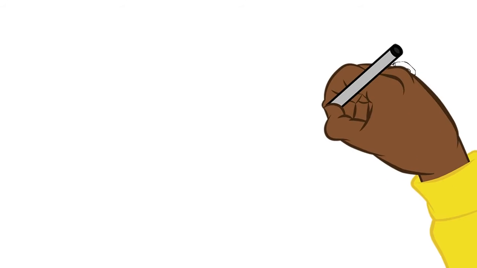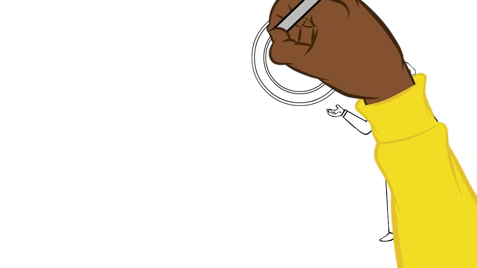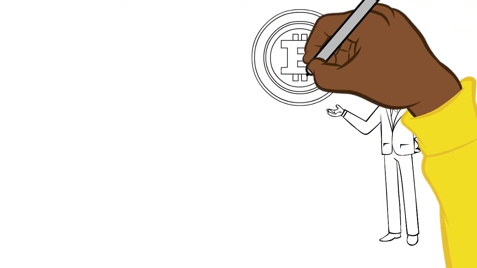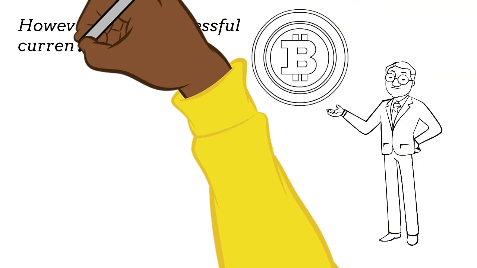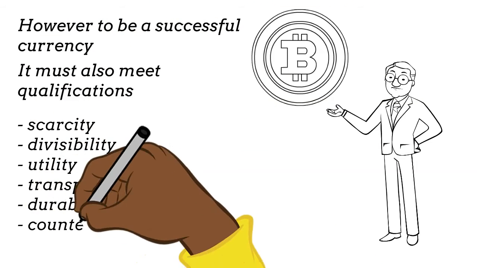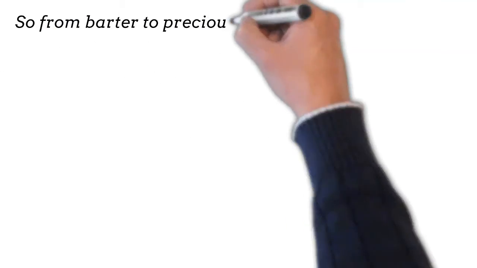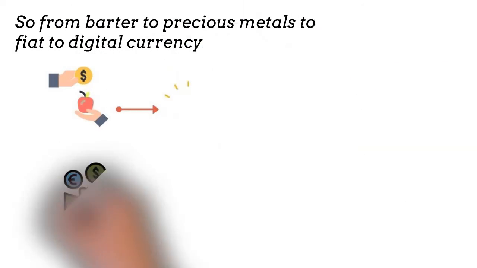However, to be a successful currency, it must also meet qualifications related to scarcity, divisibility, utility, transportability, durability, and counterfeitability. Bitcoin meets all of these criteria. So from barter to precious metals to fiat to digital currency. In a nutshell, that's the history of money made and still in the making.